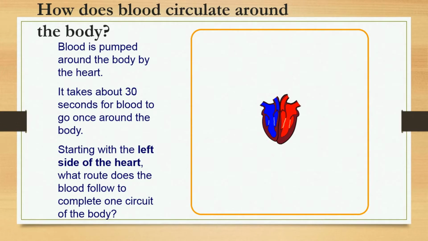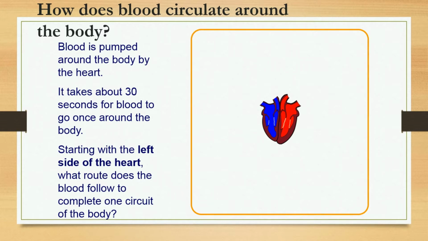Hello students, in this video we are going to talk about how blood circulates around the body. We know that blood is pumped around the body by the heart. Yes, the heart is the main organ which actually pumps the blood. Pump is the correct word. Some students use push, which is not acceptable to many boards, so it's better to use the word pump. It is the keyword for that, and it takes about 30 seconds for the blood to go once around the body.